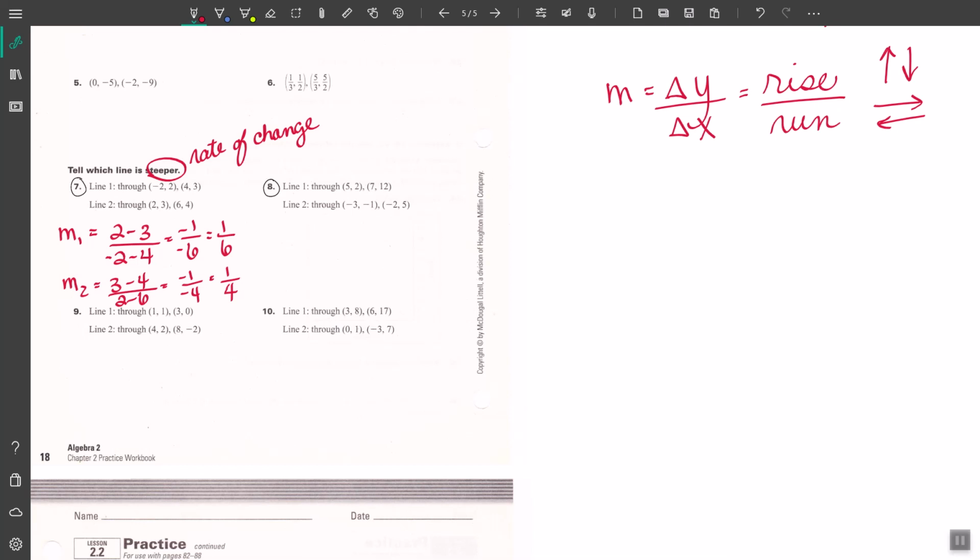After we have both slopes calculated, we're looking for which number is greater, which is the larger number. Obviously 1/4 is bigger than 1/6. So the line that is steeper is line 2.